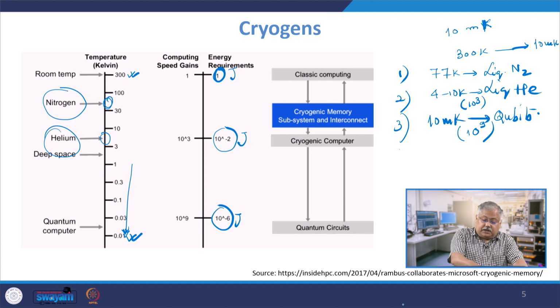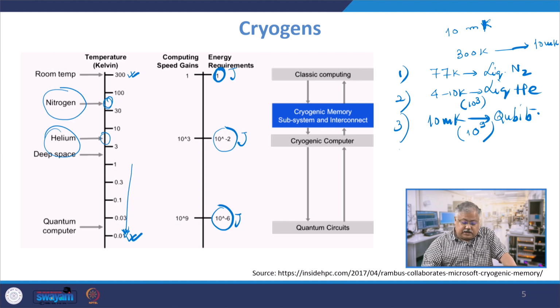So, you see a 3 order increase in the computational speed when you go to low temperature, and you get a 9 order increase in the speed gains when you go down to the millikelvin region of operation. Let us come to the last diagram on the right hand side, and the blue one is basically the cryogenic memory, the cryogenic computational part here, right.